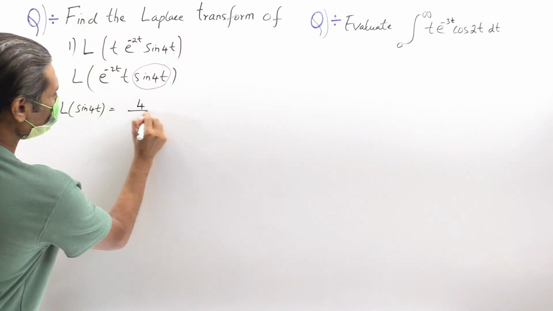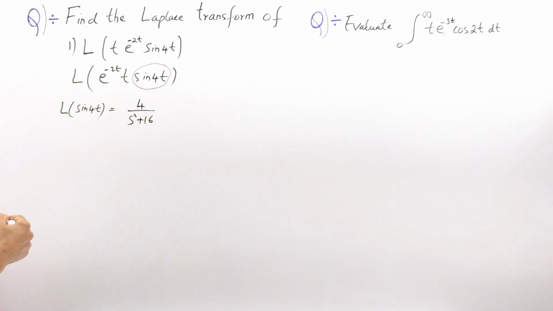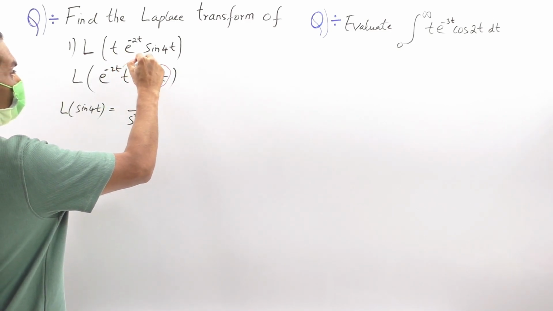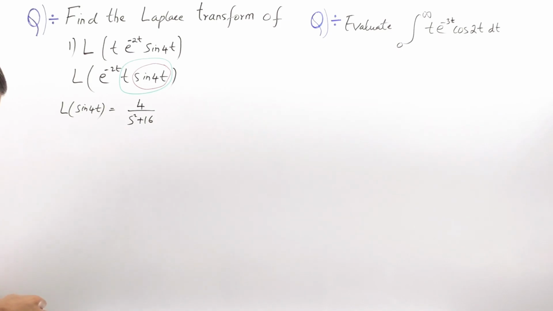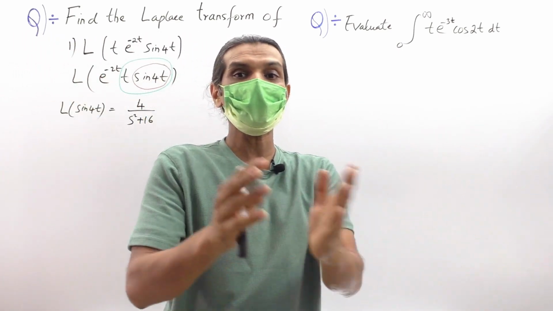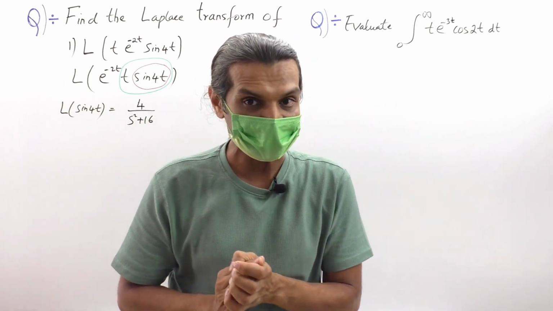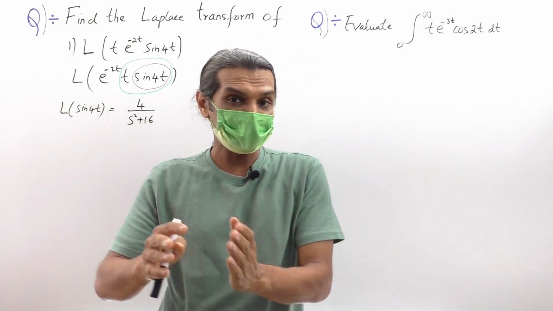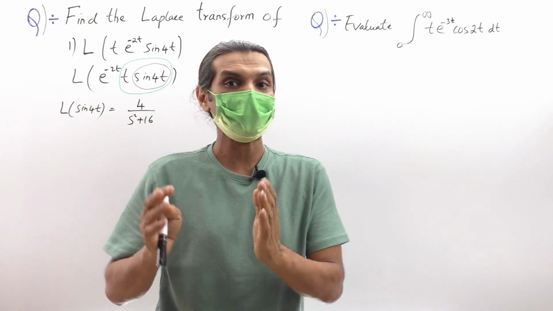So 4 by s square plus 16. Okay. Now the next one is who? It is t into sine 4t. So what does t into sine 4t mean? T into f of t means property number 2, multiplication by t raised to n property. That is, Laplace of t raised to n into f of t, as I discussed, is equal to minus 1 raised to n d raised to n by ds raised to n Laplace of f of t.